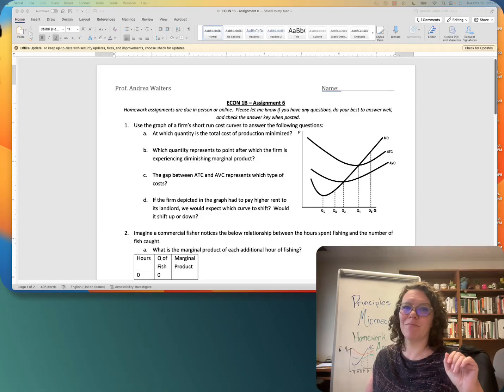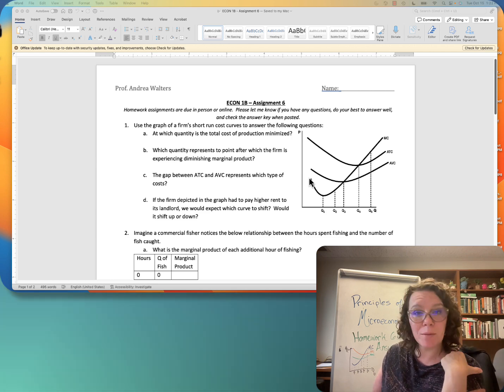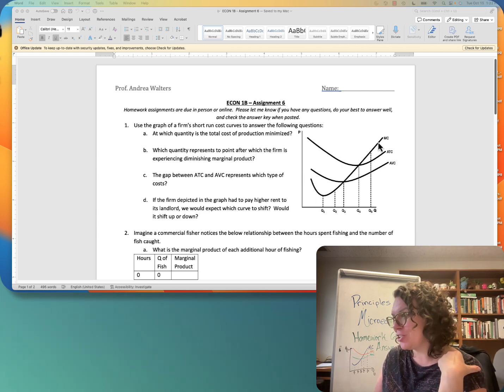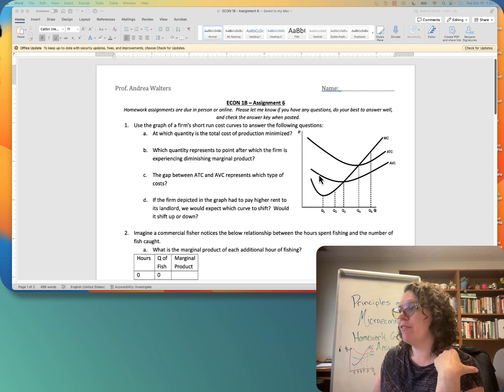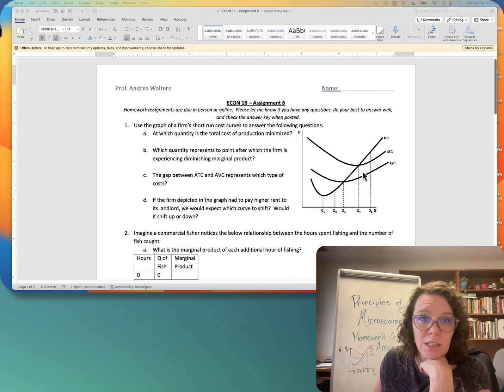Okay, so here's the exact same graph, right? It's in boring black and white, but we've got our marginal cost curve in a fishhook shape, our average variable cost in a smiley face shape, and our average total cost, which is going to be far away from average variable cost at first, but they get closer and closer together as we get closer.